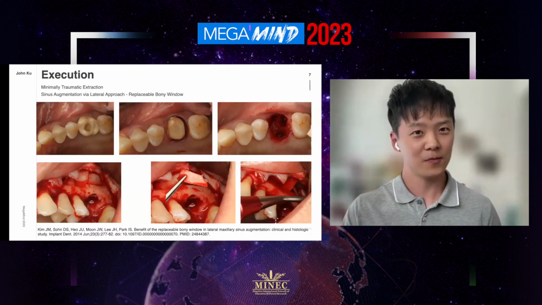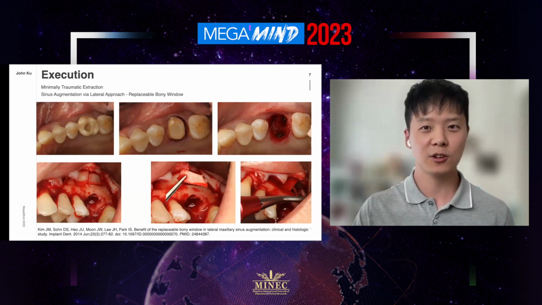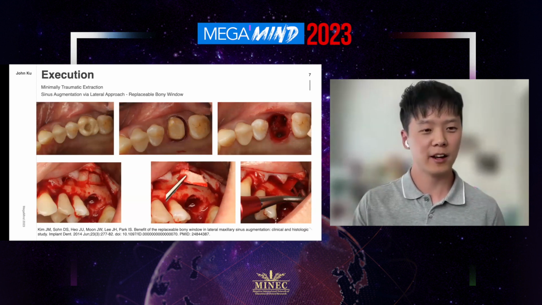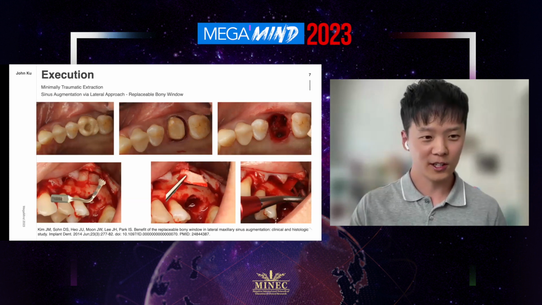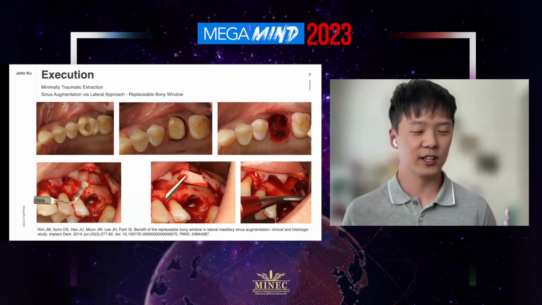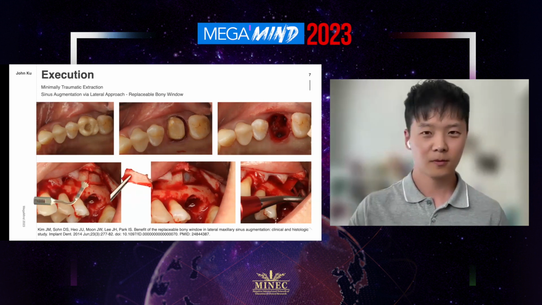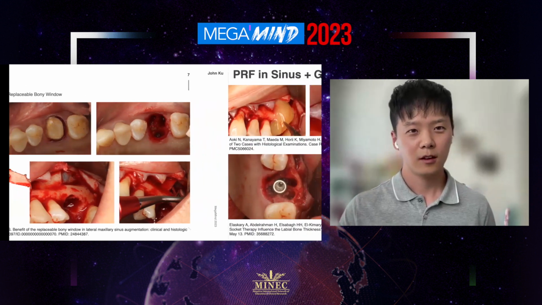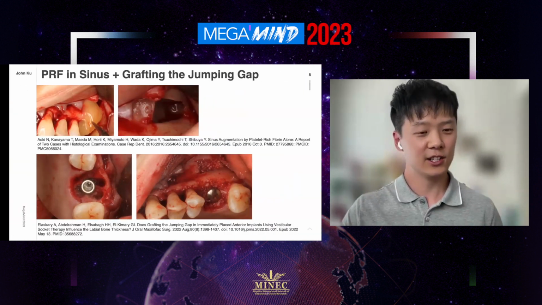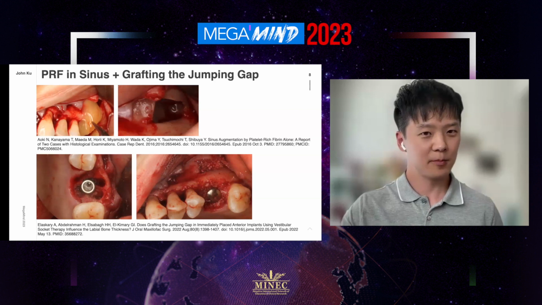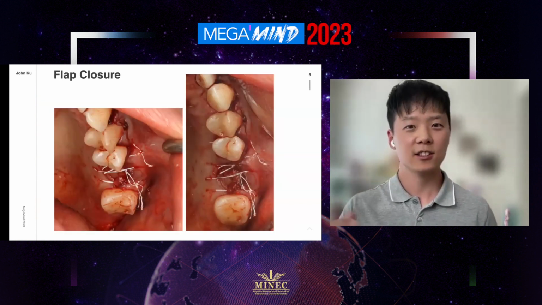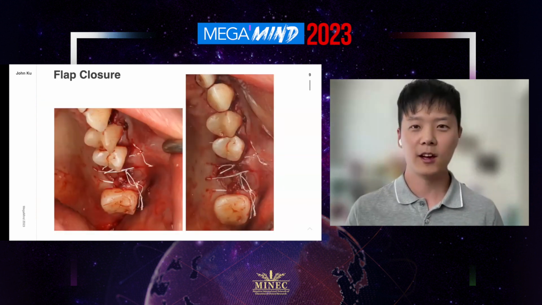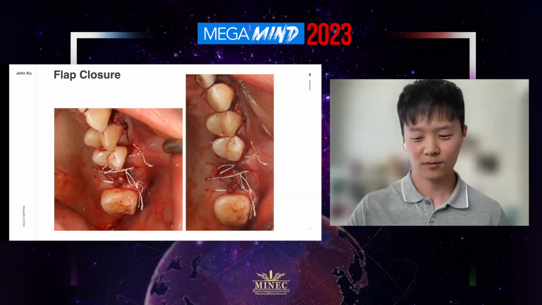So let's see how I did. The tooth was removed by sectioning the roots to be as minimally traumatic as possible. A replaceable bony lateral window was obtained using a piezoelectric surgical device. PRF was inserted into the sinus cavity, and the remaining space after implant placement was filled with sticky bone. And we get a nice flap closure using PTFE and chromic gut sutures.